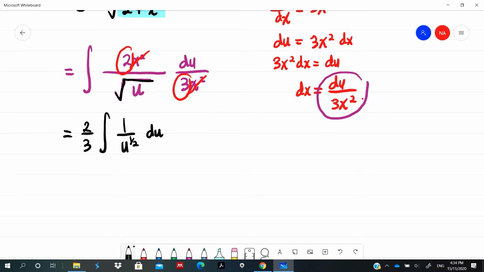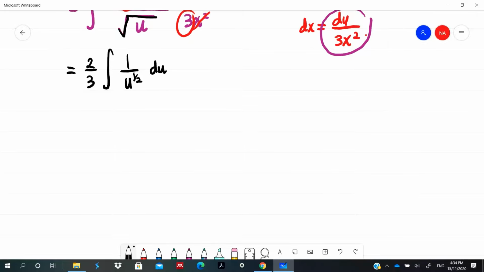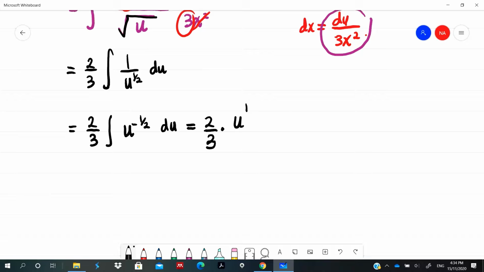Before we could integrate this, I'll just rewrite this as 2 over 3 integral of 1 over u to the power of 1 over 2. I bring it up, so it will become u to the power of negative 1 over 2 du. So we can use the power rule technique. In this case, we'll have 2 over 3, u to the power of negative 1 over 2 plus 1, which gives 1 over 2. We have to divide by the new power, which is 1 over 2, plus c.